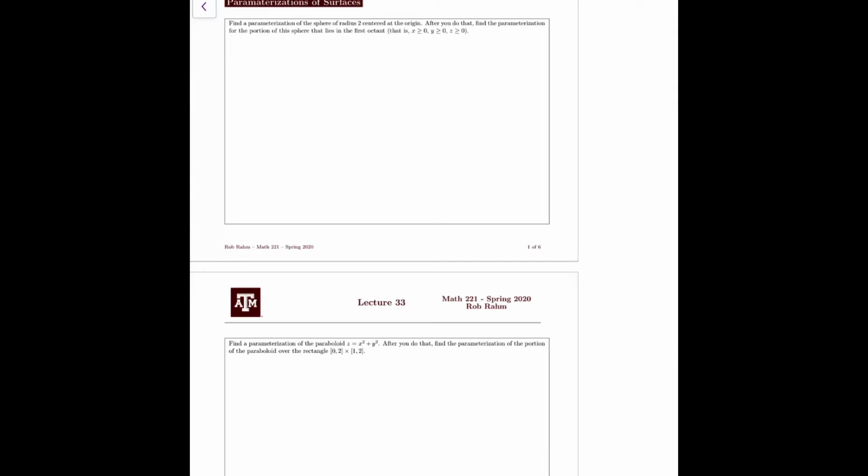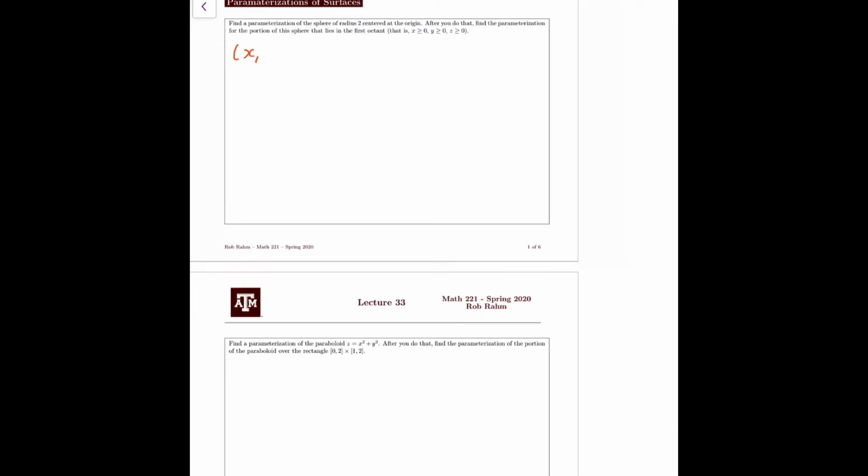So let's look at this first question. Find a parameterization for a sphere of radius 2 centered at the origin. We're going to do the first part and then, of course, do the second part. A parameterization means we need a vector function of the form r of s, t. When we want to parameterize something like a sphere, we should be thinking spherical coordinates.